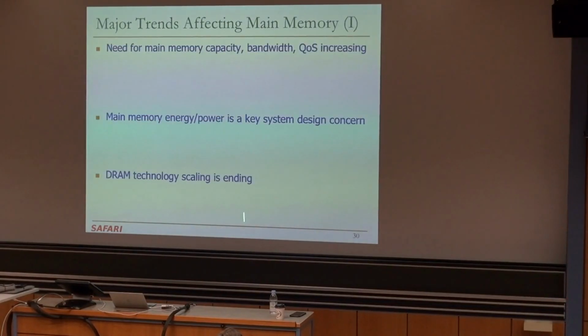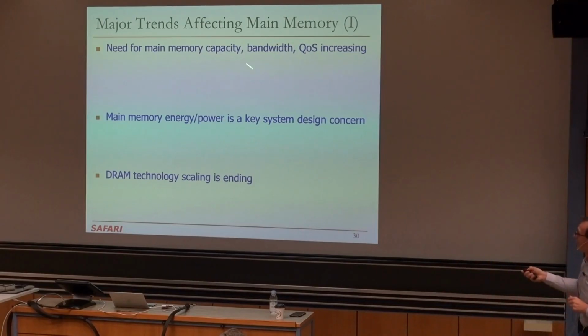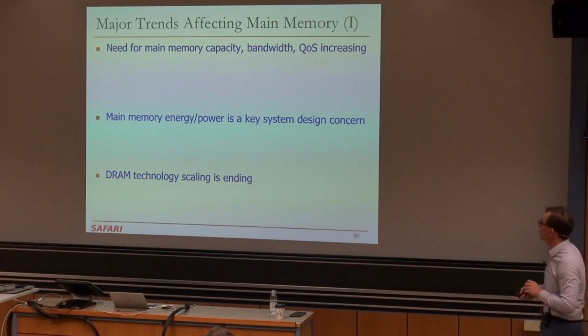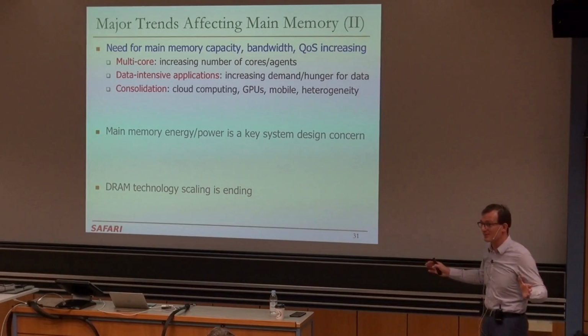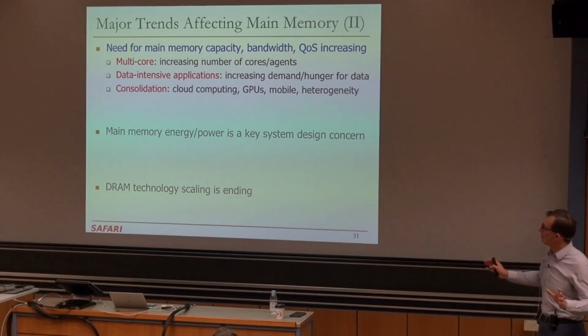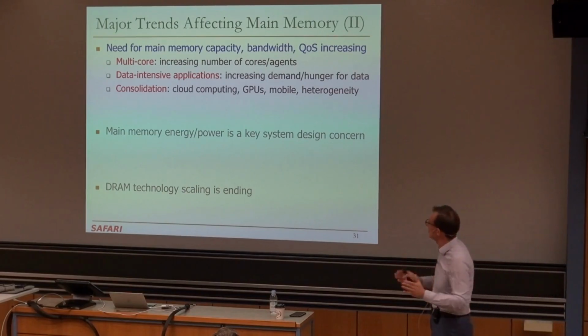So these are, in one slide, some of the major trends that are affecting main memory today. I think some of these are clear, and I don't have reliability over here, but they'll come in the next slide. But the need for memory capacity, bandwidth, and quality of service, performance is increasing. This is driven by the fact that we can do computation really easily. Basically, we can put many computation units on a chip, and we know how to design them reasonably well.